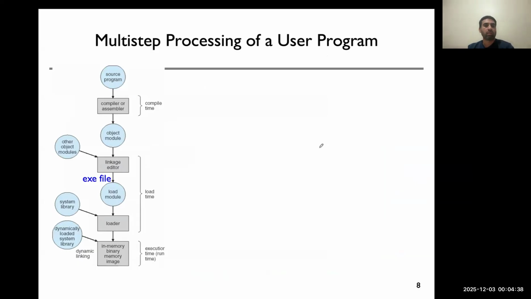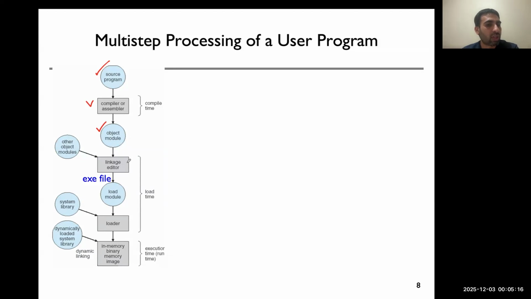So when we write a program and actually want to run it on our machine, it goes through different steps before we can execute it. Those steps are, for example, we first write the source program, which is our code in Java or C or any other language. Then we feed that program to a compiler or assembler, which generates the object module. The object module is nothing but the machine code of our program, right? And then the machine code is fed to another module, which is known as the linker.